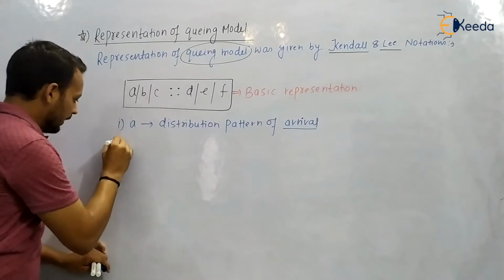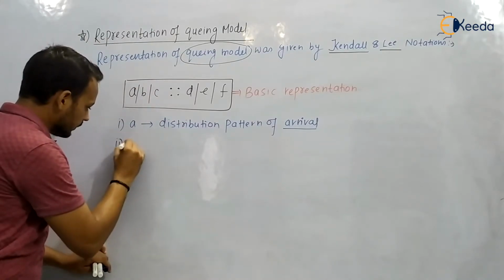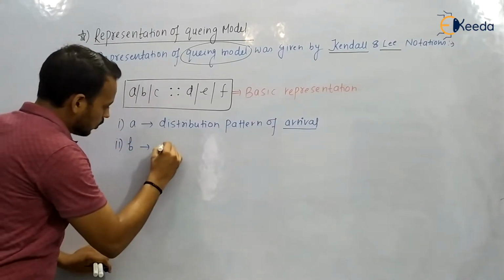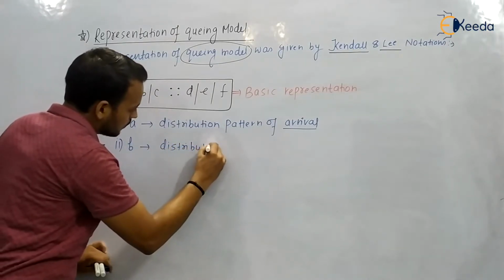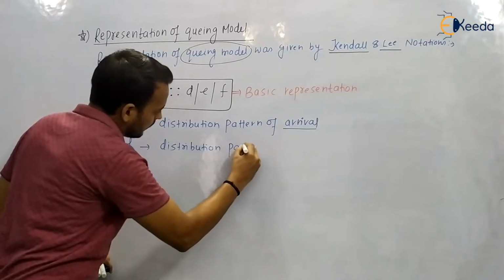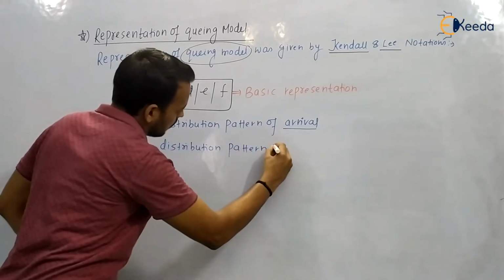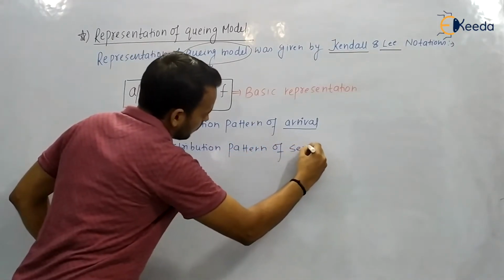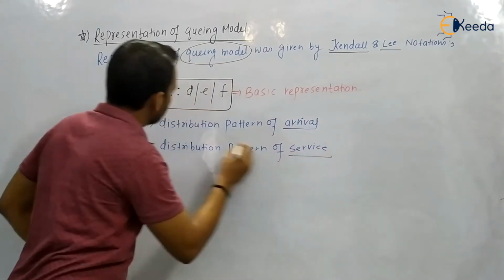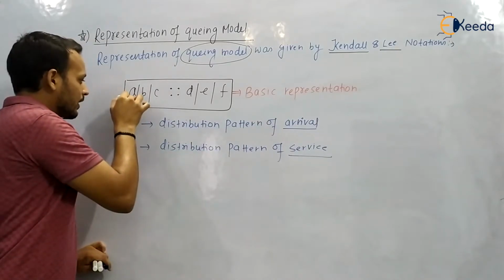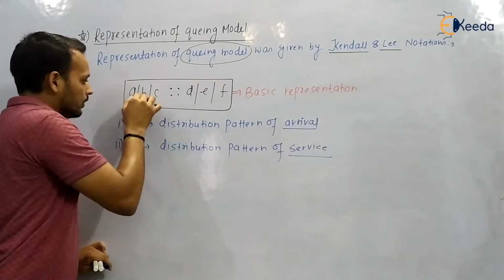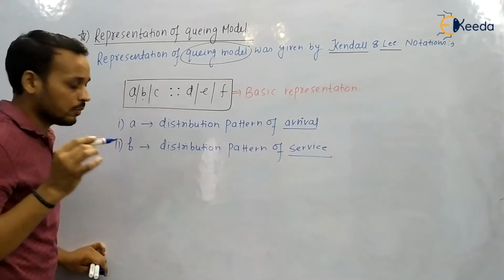The second letter is B. It represents the distribution pattern of service. First the people will arrive and then they will get the service. So A represents the arrival pattern and B represents the service distribution pattern.